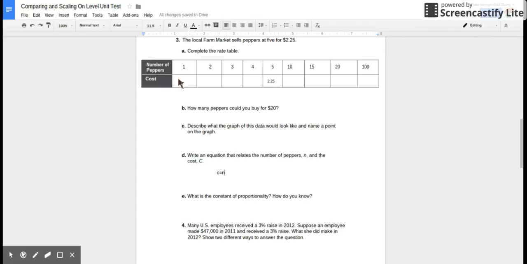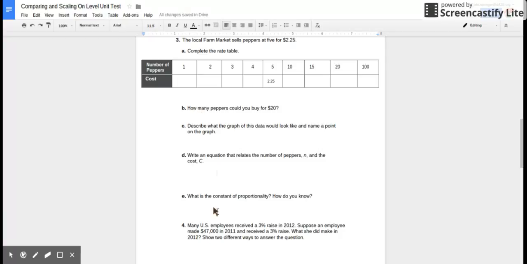So you're going to need to figure out the relationship between cost and number of peppers. So again, with setting up your equation, make sure you have one equal sign. Make sure you find a relationship between your cost and number of peppers. And try to figure out, what are you doing to this 1 pepper to get the cost?